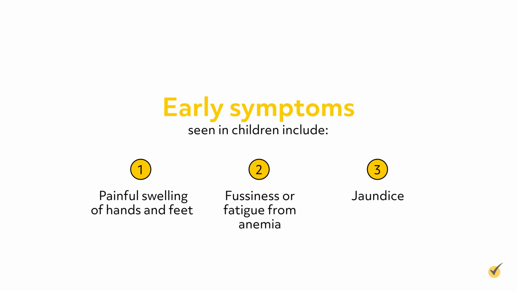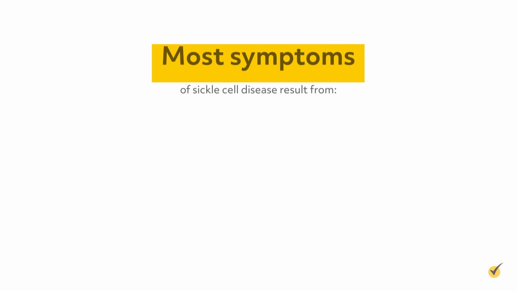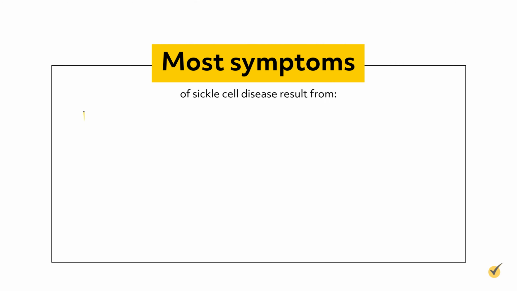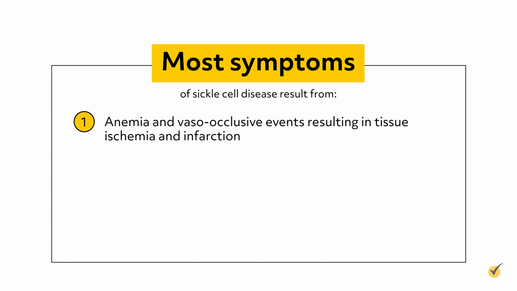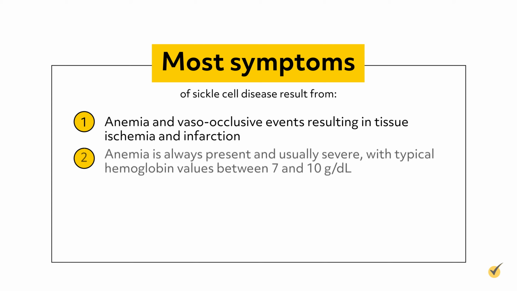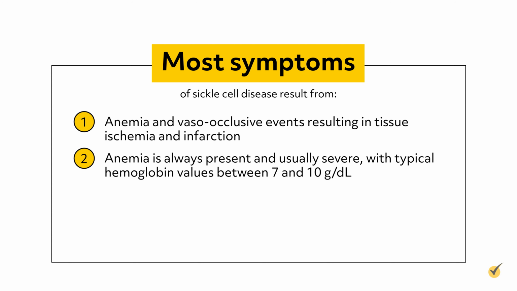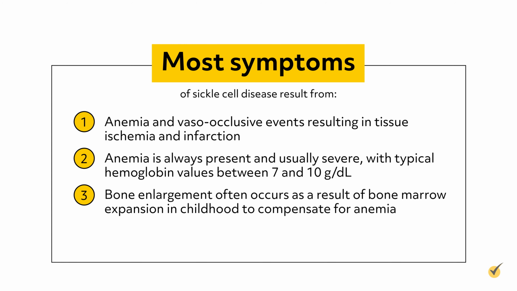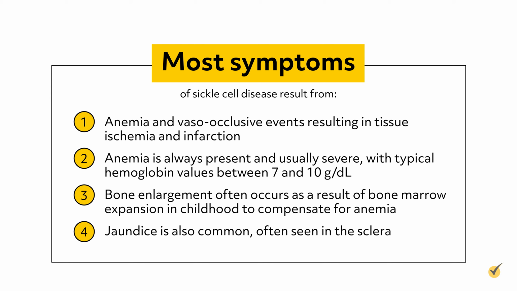anemia, and jaundice. Most symptoms of sickle cell disease result from anemia and vaso-occlusive events resulting in tissue ischemia and infarction. Anemia is always present and usually severe, with typical hemoglobin values between 7 and 10 grams per deciliter. Bone enlargement often occurs as a result of bone marrow expansion in childhood to compensate for anemia. Jaundice is also common, often seen in the sclera.